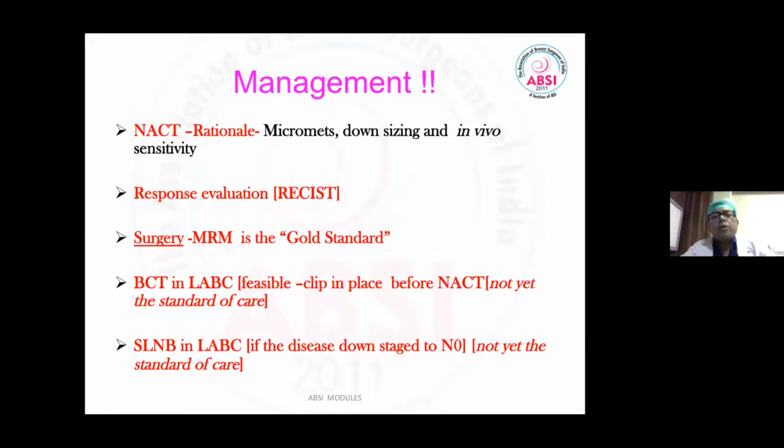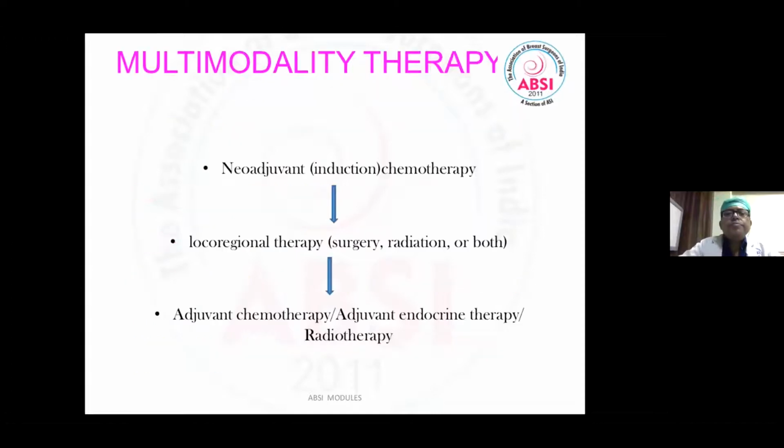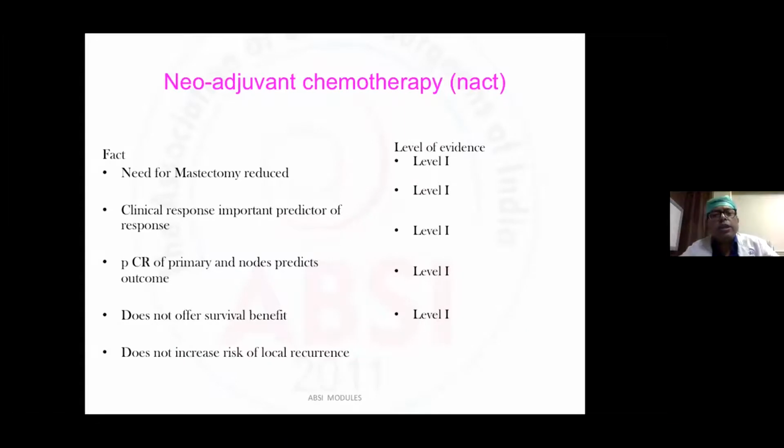The next important thing is the neoadjuvant therapy. It's a multimodality therapy for sure, and you can use many of them. The question is how many cycles? Let us come to this. Now, these are the facts that have come out. Number one, as I said, NACT reduces the need for mastectomy. That's level 1 evidence. Clinical response is an important predictor of response. That's level 1 evidence.